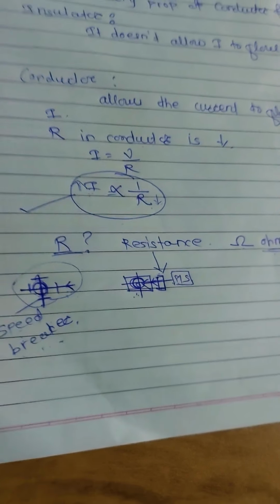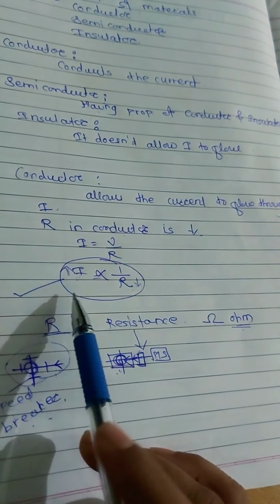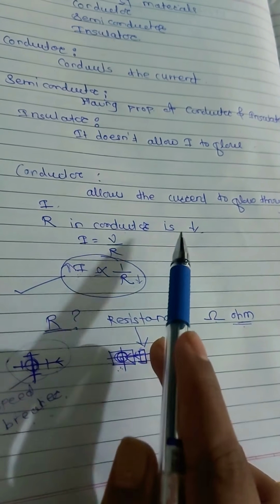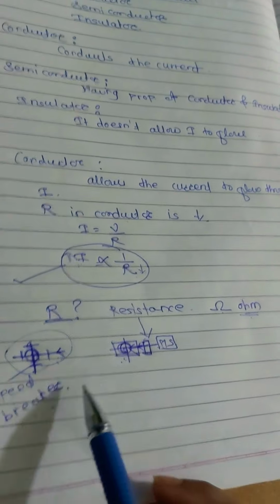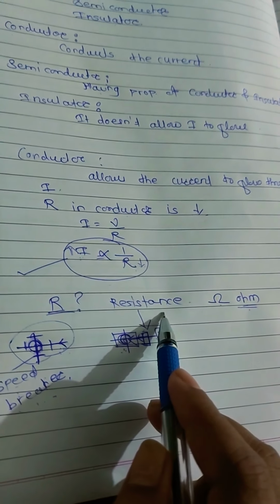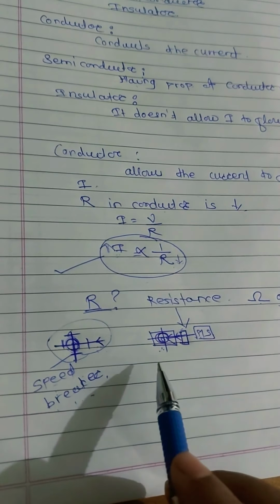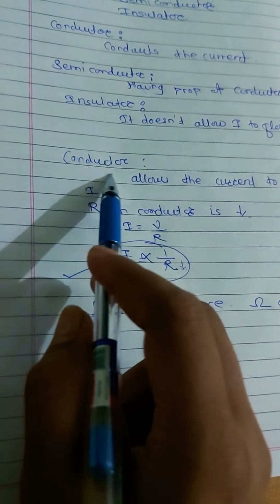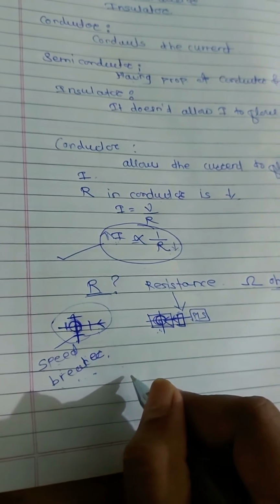So we have seen that a conductor allows the current because its resistance is very low. That's why it increases the flow of the current. In this way we have also studied what is meant by resistance, and we took a simple example that gives you the idea of the working of the resistance. Now we have seen the conductor, and second we are going to look at the insulator.